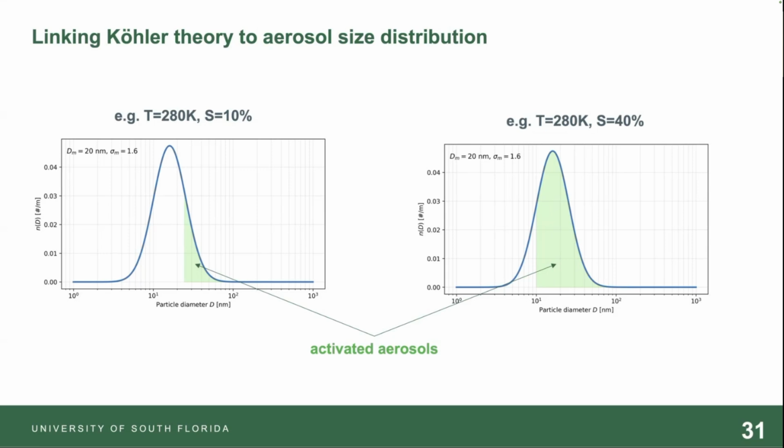So every aerosol has its own critical saturation and will activate at certain supersaturation values. Now, as we increase the supersaturation to values as high as 40%, so 140% relative humidity, now much larger fractions of this aerosol population will activate, and we will get more liquid droplets.